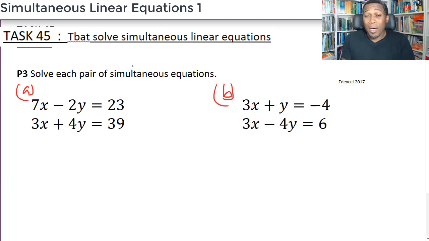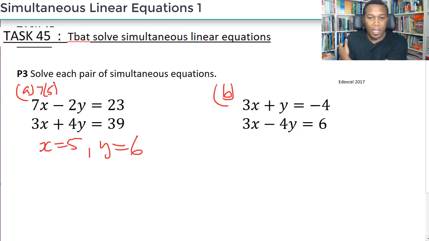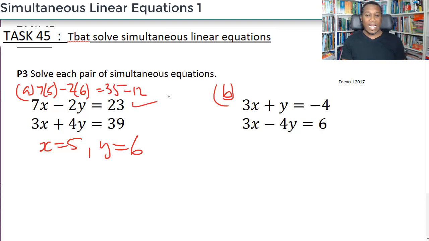Right, pause, you work through, and now I need to present the answer, and I believe you should have x equals 5, y is equal to 6, and we'll try 7 times 5, take away 2 times 6. Does it work? 7 5s there, 35, take away 6 2s is 12, 35 take away 12. You're getting 23. Yay, it works.